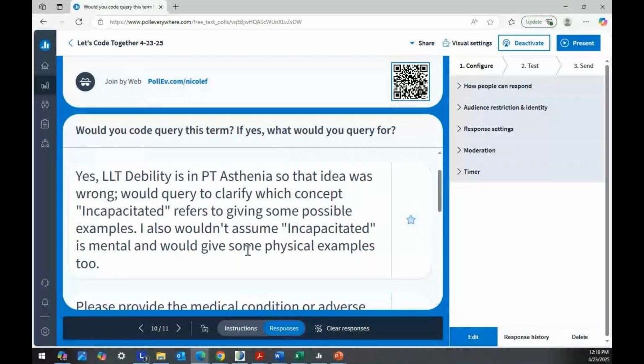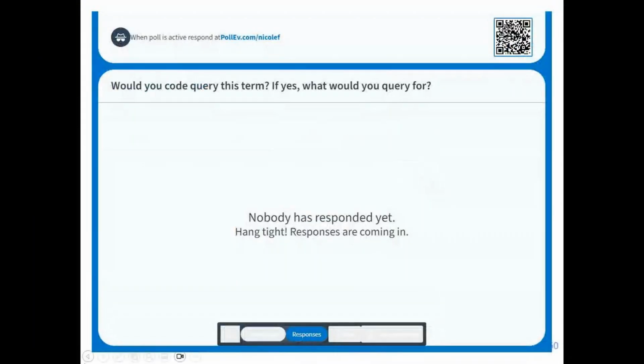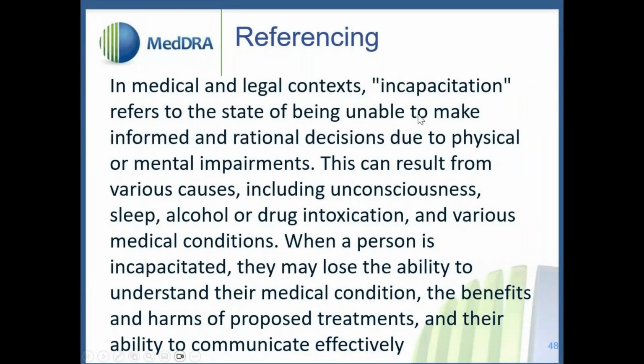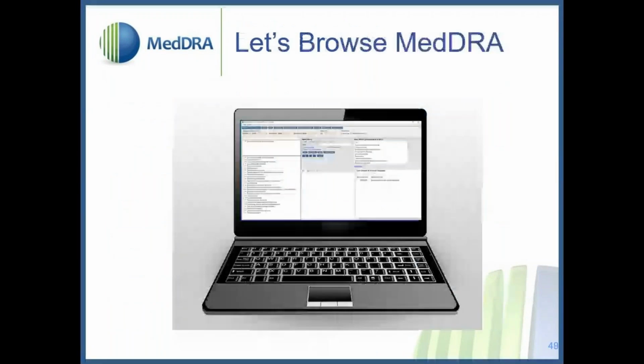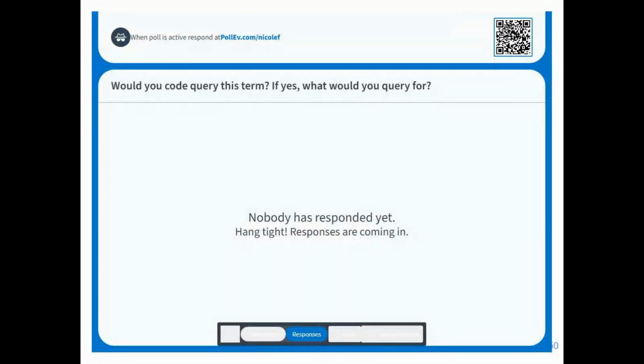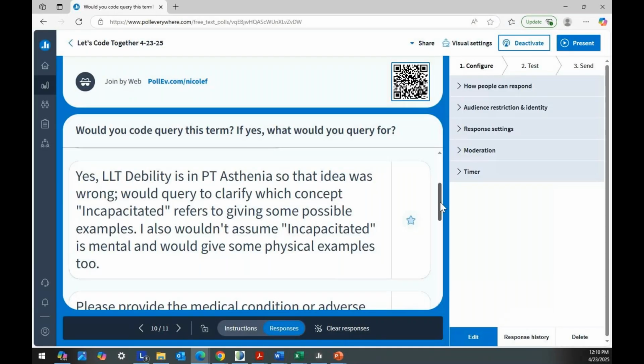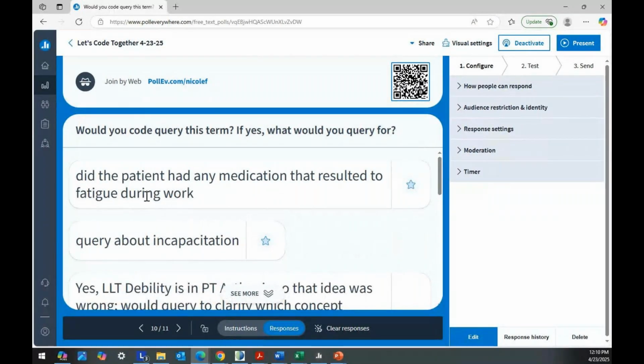Because as we went through and we saw, actually, I'll pull it back up real quick, on the slide where we did reference this, it does state that due to physical or mental impairments, but in our term, we don't have either one of those available, mentioned, I should say. All right, great. So most people seem to be on the same page.